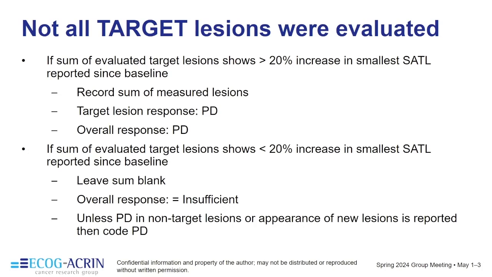If the sum of evaluated target lesions does not show a greater than 20% increase, then you would leave the sum as blank. The overall response is insufficient, and unless PD in non-target lesions or appearance of new lesions is reported, then code PD. So for example, as I said earlier, if you complete an MRI and it does show clearly progressive disease, then it's fine that not all target lesions were evaluated. You can just report PD.